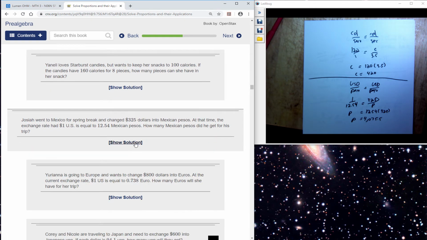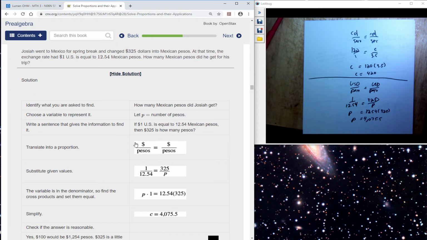Josh went to Mexico for spring break and exchanged 325 US dollars into pesos. At the time, the exchange rate was equal to 12.54 pesos per dollar. How many did he get? So we have US to pesos, 1 to 12.54. You can cross multiply and divide, and you end up with 4,075 pesos there.